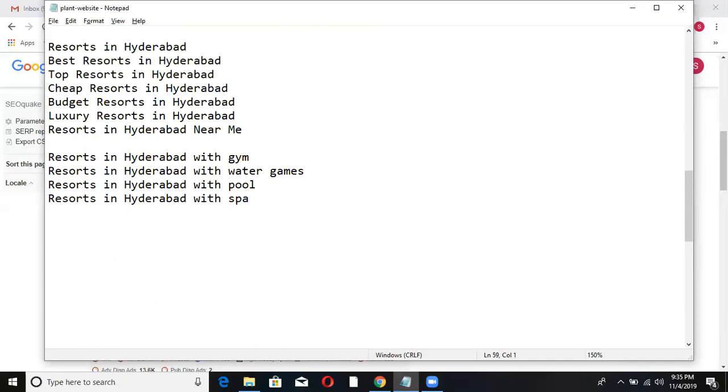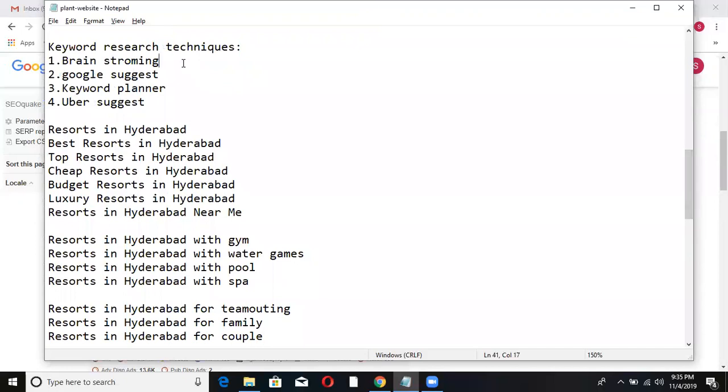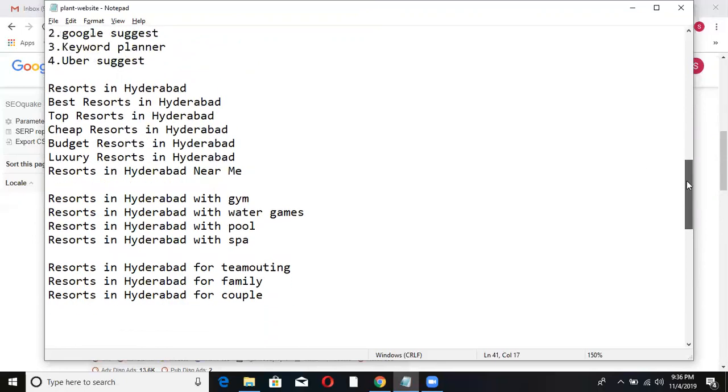Another kind of people search resorts in Hyderabad for whom? For team outing, for family, for couple. These are the kinds of keywords you search. This is my guess, because generally people search like this. This is called brainstorming. Brainstorming means you have to predict first of all what you will search, what your friend might search, what a common man will be searching. Think about it and collect the keywords.